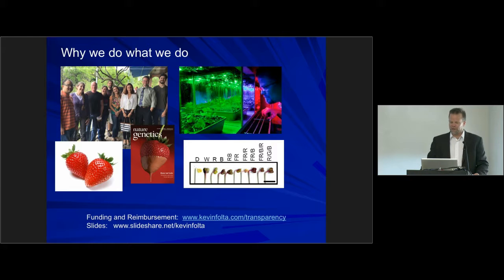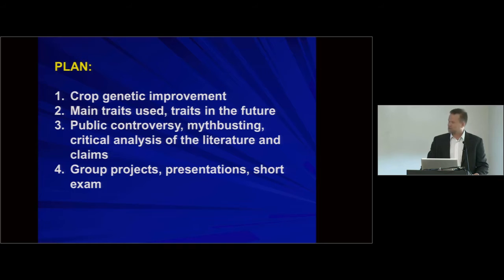So over the next 4 weeks, we'll take a look at 4 different topics. Well, first today we'll study crop genetic improvement. Why does it matter? Why is it important that we are able to improve plants for human consumption and other human uses? Next week, we'll talk about the main traits that are used and the traits that we'll be seeing in the future. The plants that we'll see coming up to solve problems for people and the planet.